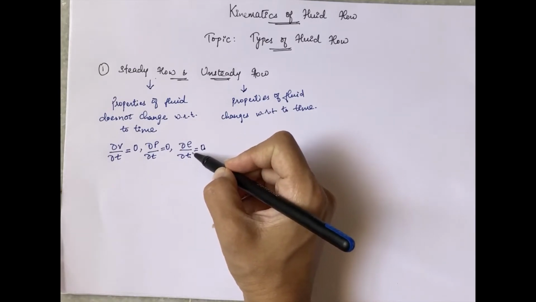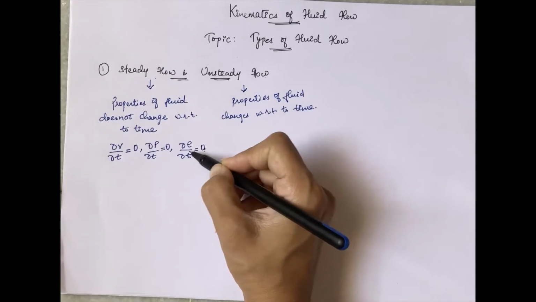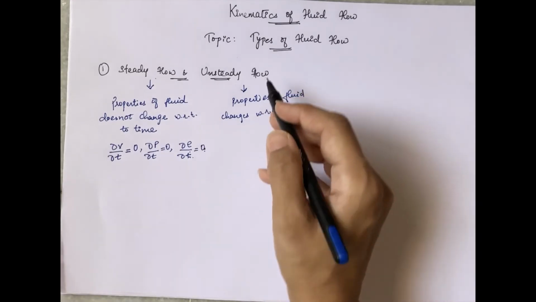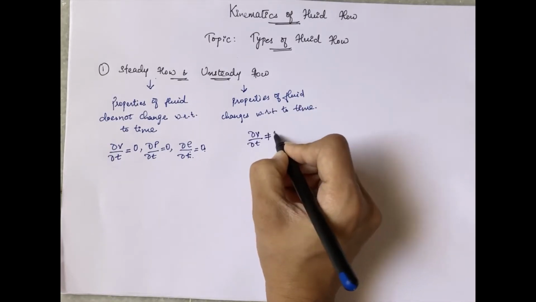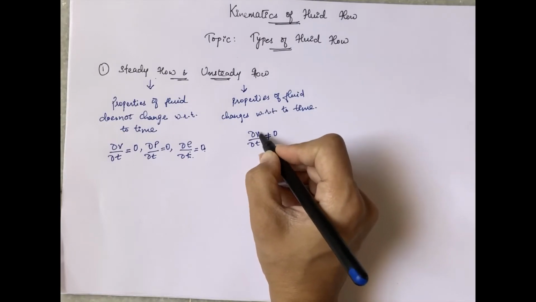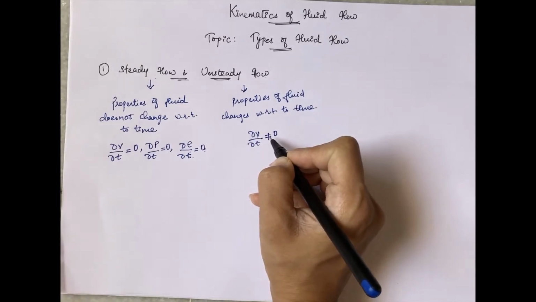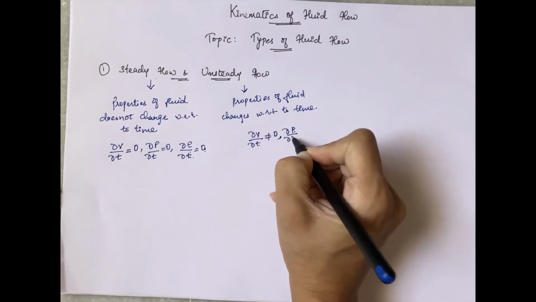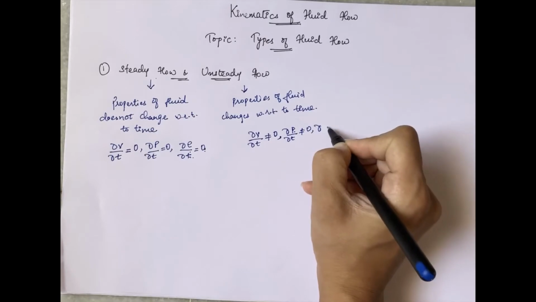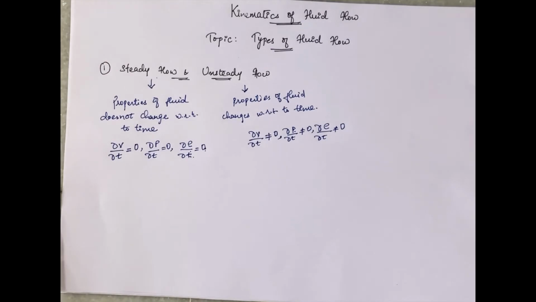The rate of change is 0, which means that it is not changing and hence it is constant. Similarly, for unsteady flow, we can write del V by del T is not equal to 0. This rate of change is not equal to 0, so it is not constant. It means that the velocity is changing with respect to time. Similarly, we can write for pressure, del P by del T is not equal to 0, and del rho by del T is not equal to 0. So this was the first classification of fluid flow, which is steady flow and unsteady flow.